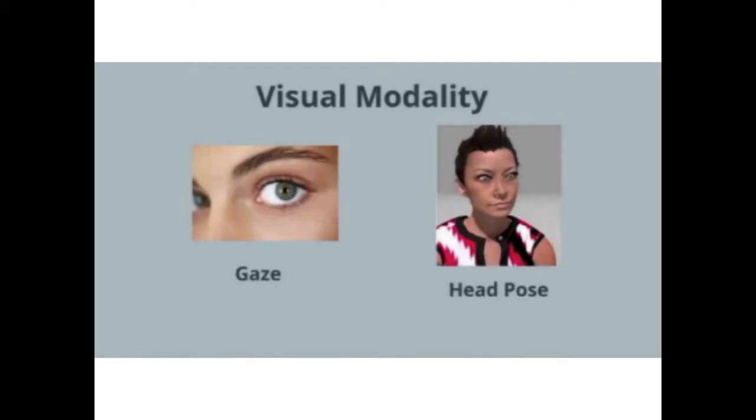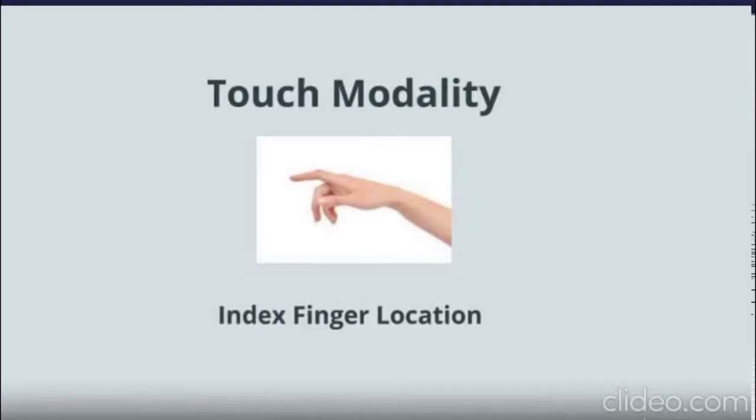Therefore, the technique of choice to drag and drop the targets relies on two modalities. The first is a visual modality that includes the gaze of the user and their head tilt. The second modality is touch, where we use the index finger to point at our desired object to displace.